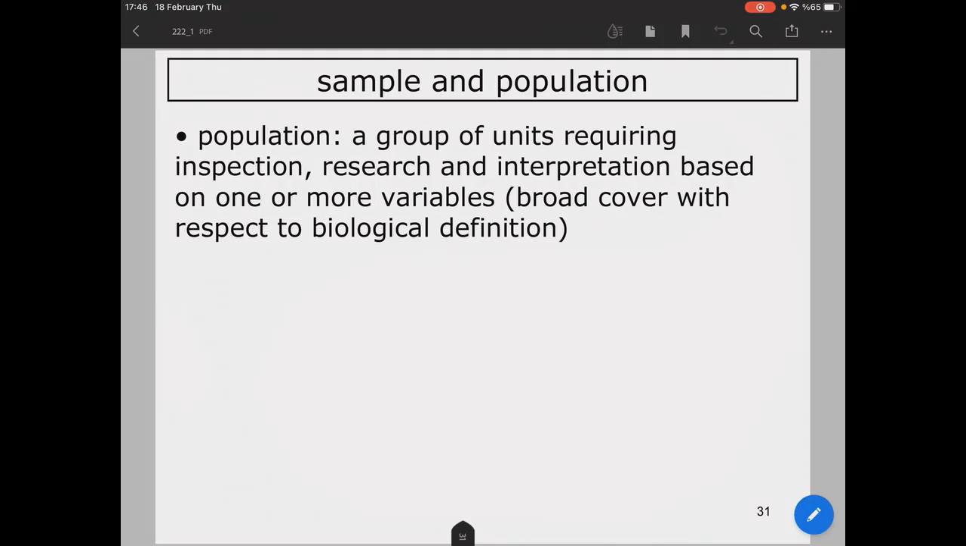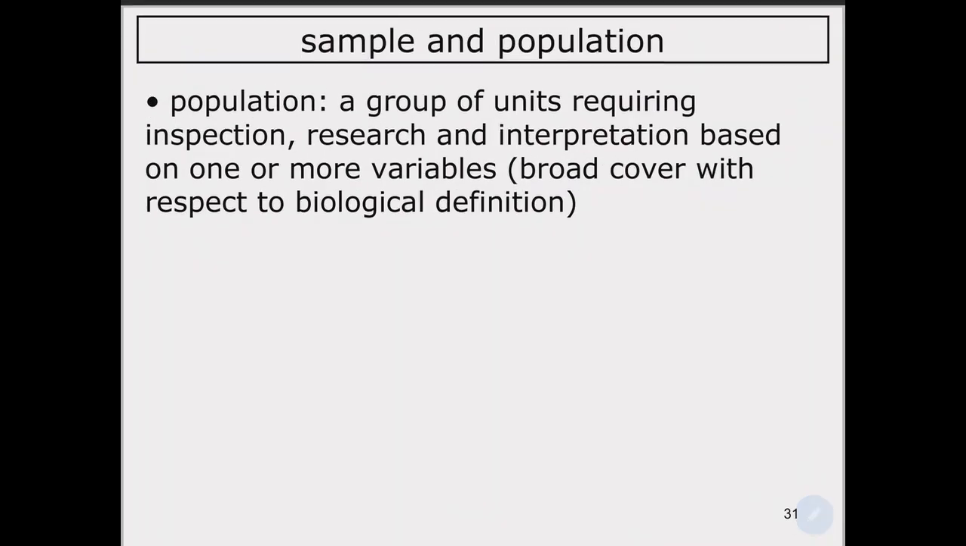Now what is sample and population? When we talk about a population, we're talking about a group of units requiring inspection, research, and interpretation based on one or more variables. So we should be curious about that population particularly. When we say population here, it has a broad cover with respect to its biological definition. It can be a population of chairs produced in a particular factory, for example. Not only the population of living organisms. It has a broader cover in statistics. That's the idea.